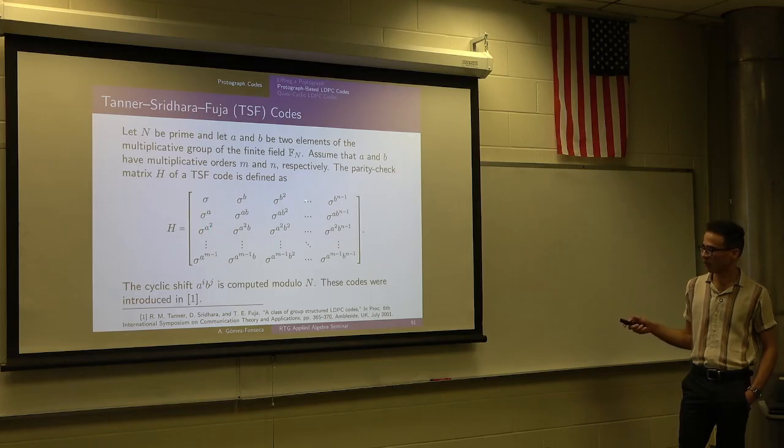And then the fourth row column are going to be these guys times b cubed, and so on, until the last column where you multiply all of them by b to the n minus 1. And the exponents in this case are computed modulo that lifting factor n. So these codes were introduced also in the early 2000s, and they are called TSF codes.